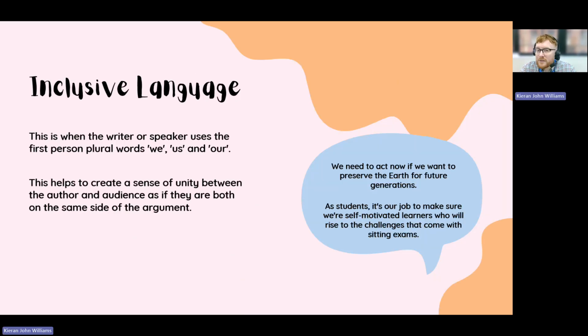Now, this is where inclusive language comes in. So inclusive language is using words like we, our, and us. For example, we need to act now if we want to preserve the earth for future generations. So this makes the audience feel included in something, as though they and the speaker are on the same team. It creates a sense of unity, shared responsibility, which is extremely persuasive when it comes to public relations.